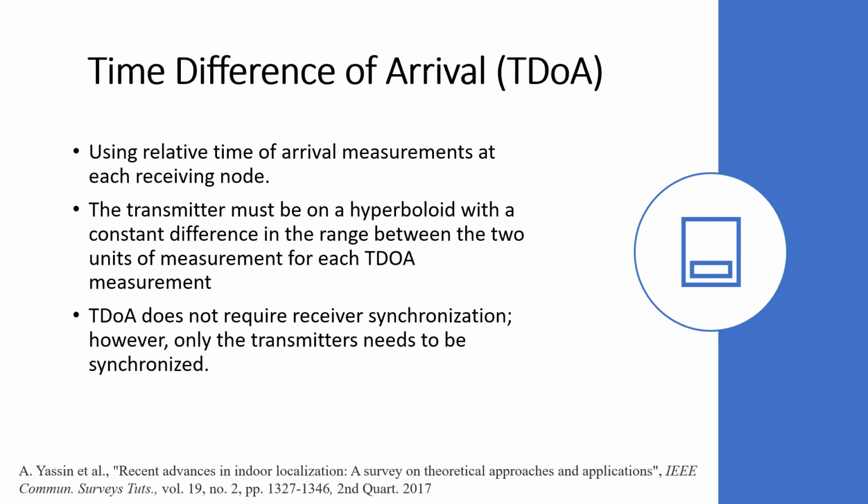The transmitter must be on a hyperboloid with a constant difference in the range between the two units of measurement for each time difference of arrival measurement. The time difference of arrival technique does not require receiver synchronization. However, only the transmitters need to be synchronized.